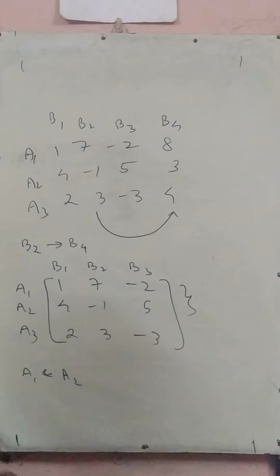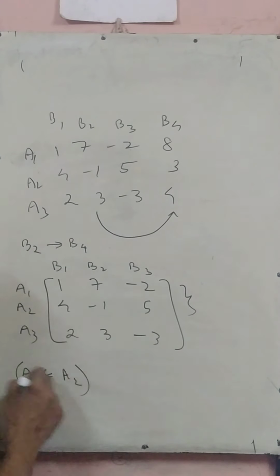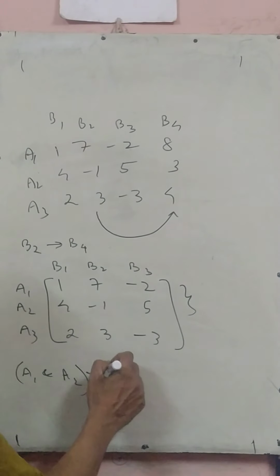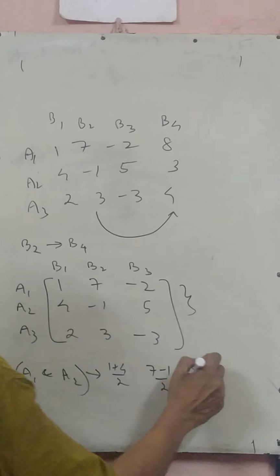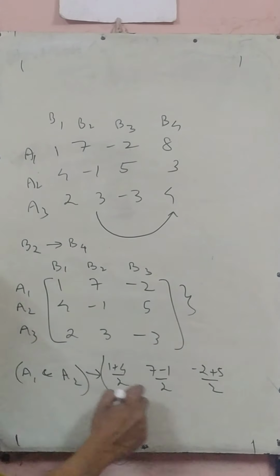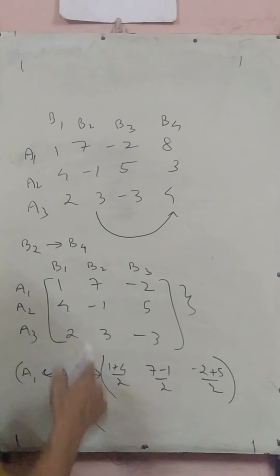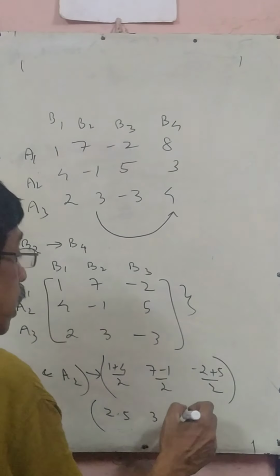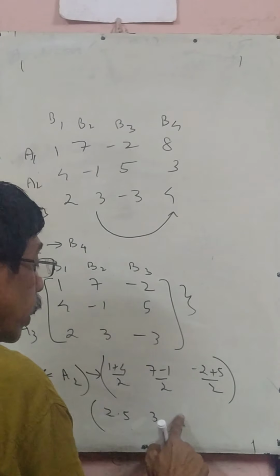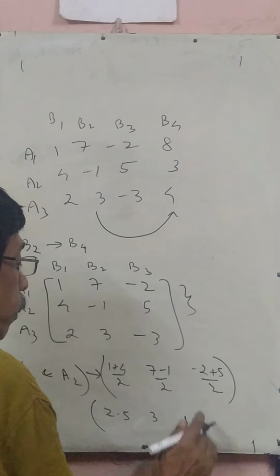Because I told you column dominance means the lower values. The column having the lower values will dominate the higher values. So lower value columns will be taken. In the case of row, we will take the higher one. Let us take the average of these two. When you are taking the average of A1 and A2, what are the values we are getting? Average means 1 plus 4 by 2. Then 7 minus 1 by 2, and minus 2 plus 5 by 2. So what is the average? This 2.5, then it is 3, and then it is 1.5.